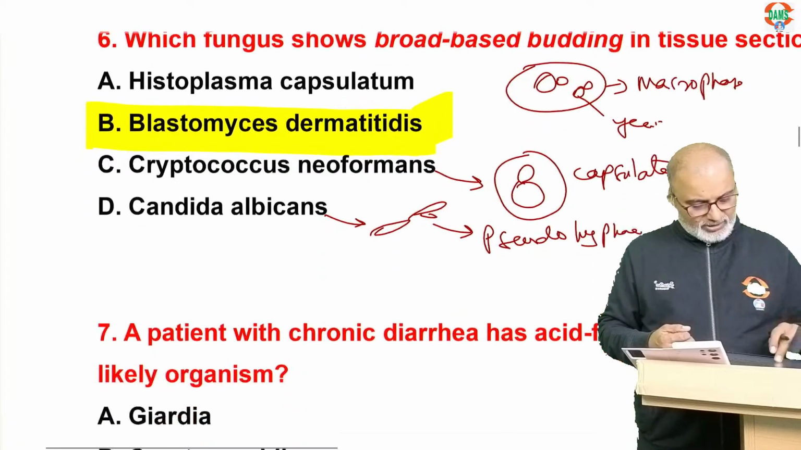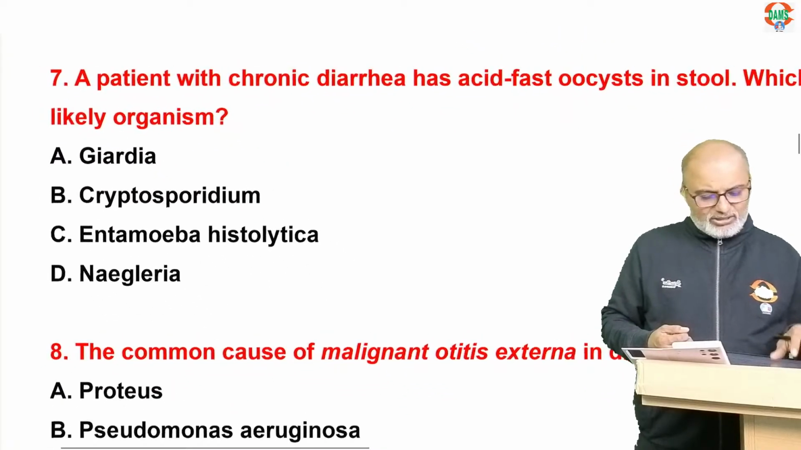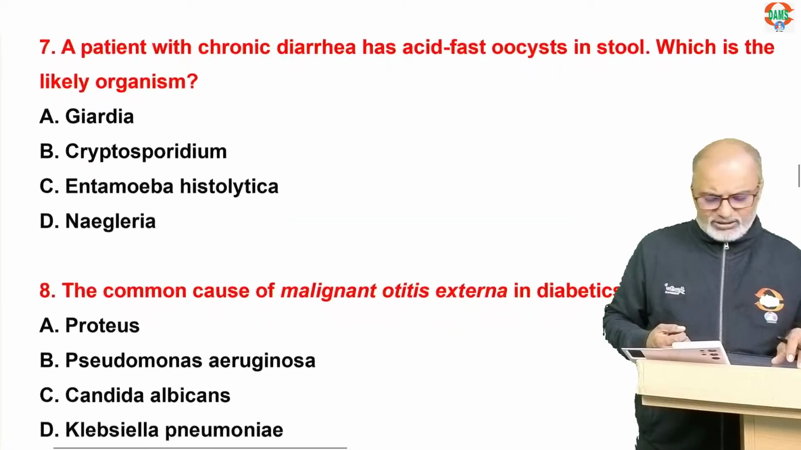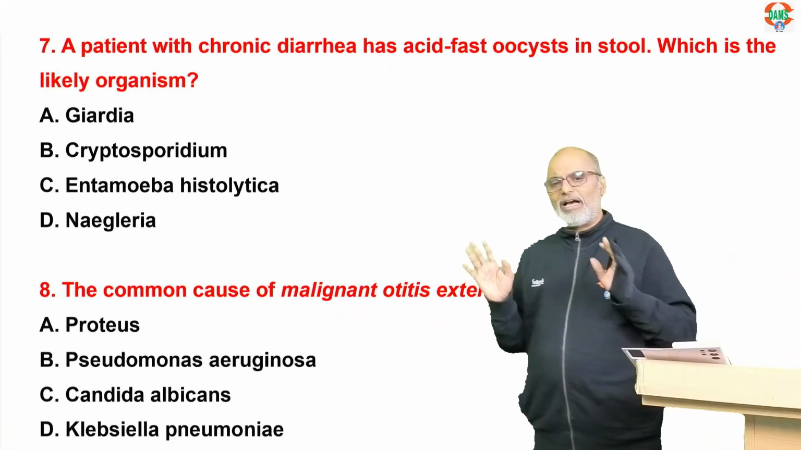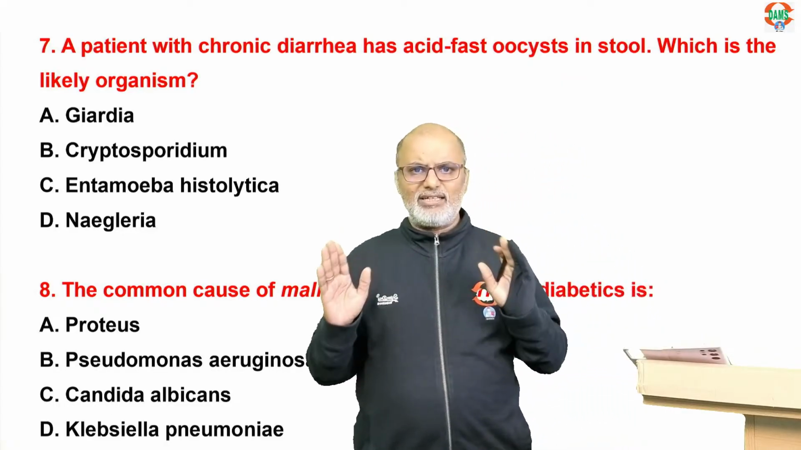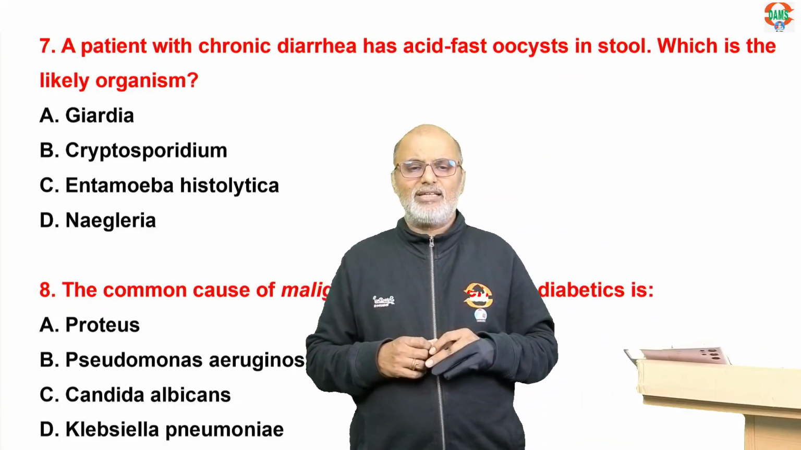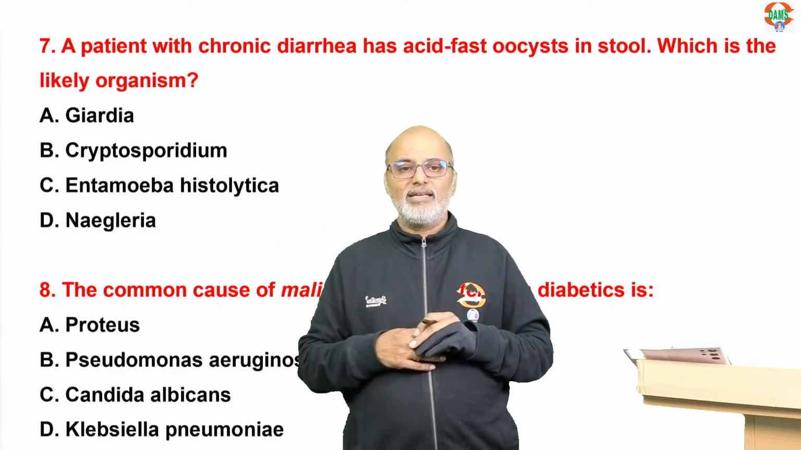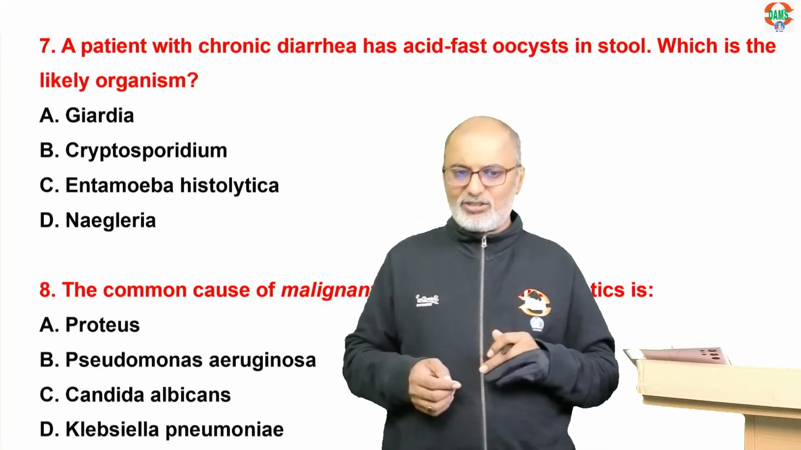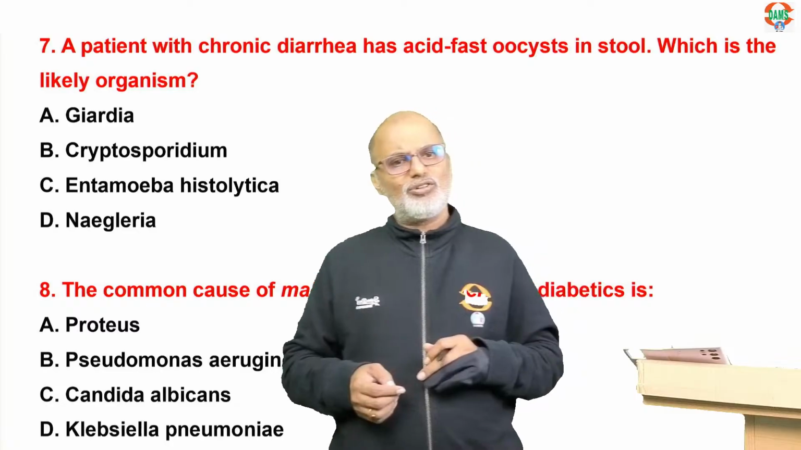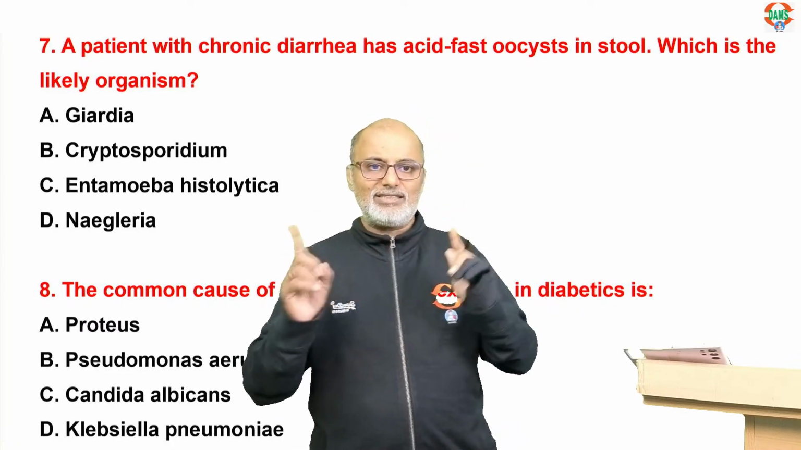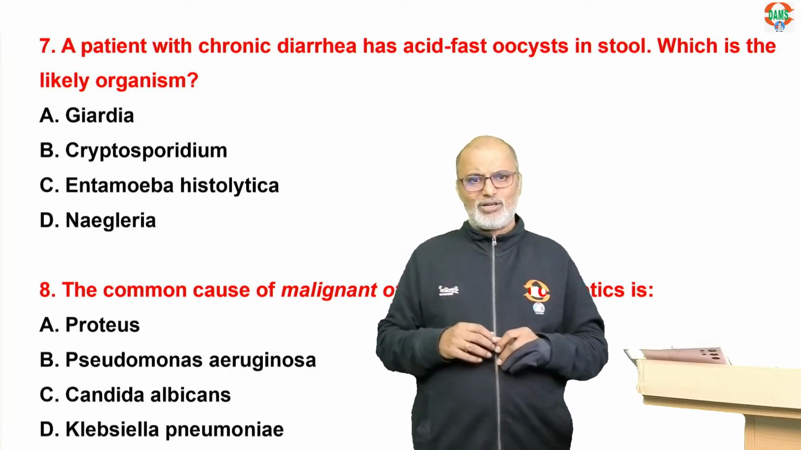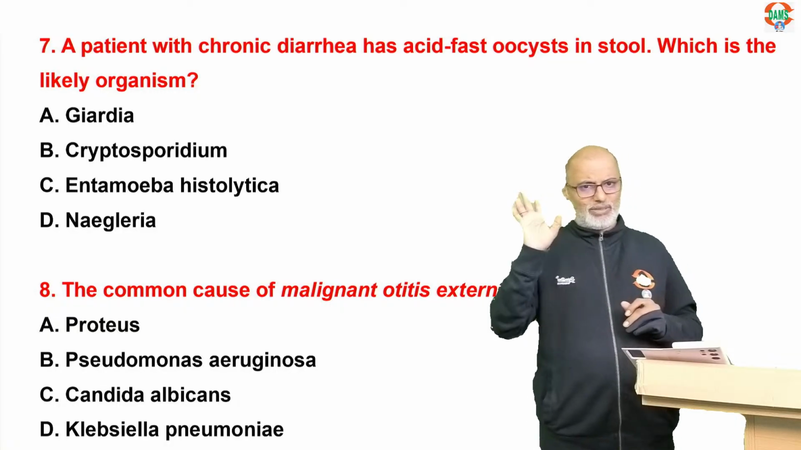Next is a patient with chronic diarrhea has acid-fast oocyst in the stool, which is the likely organism. So acid-fast structure, chronic diarrhea, especially HIV positive or any immunocompromised, that point is not given, but you take it for granted, is coccidian parasites. So what are all the coccidian parasites? The three Cs: Cryptosporidium, Cyclospora, Cystoisospora. You should know the difference. 100% one question may come in NEET.